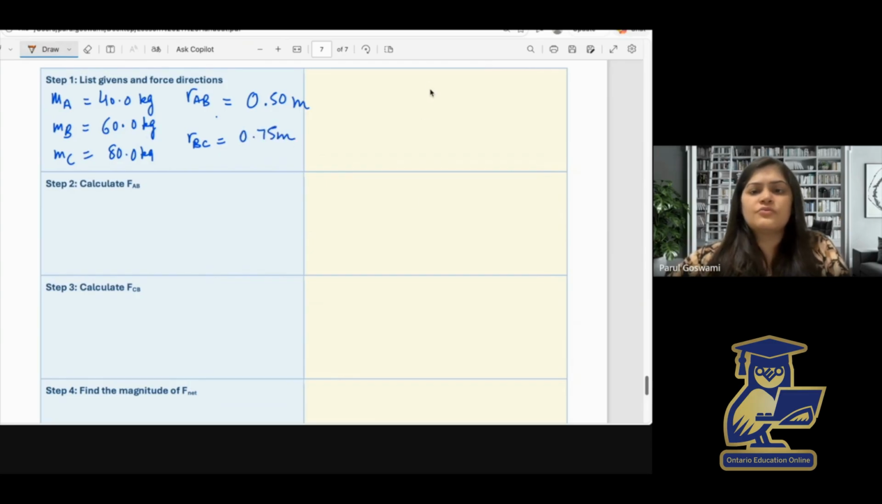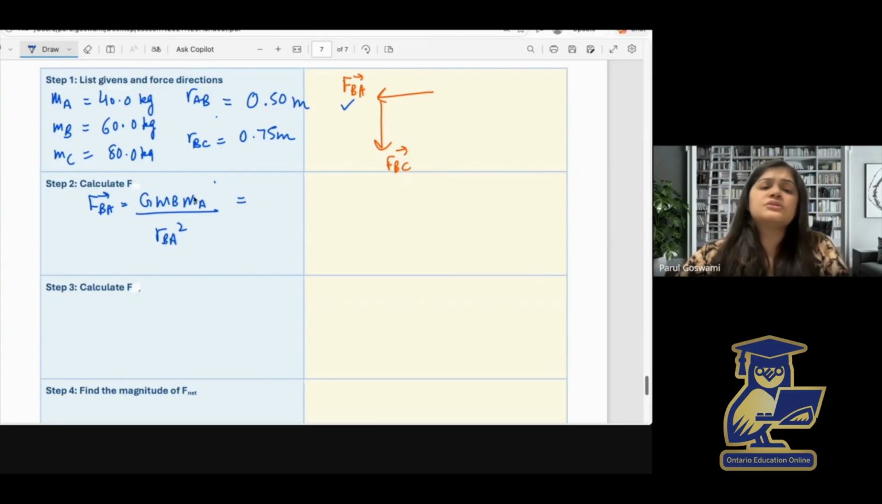Now, we also know the forces' directions: FBA is acting towards west, and FBC is acting towards south. Step 2 is to calculate the first force, FBA. We will use capital G MB MA over RBA squared. We have used the universal gravitational law for this. Now I will plug in the values.